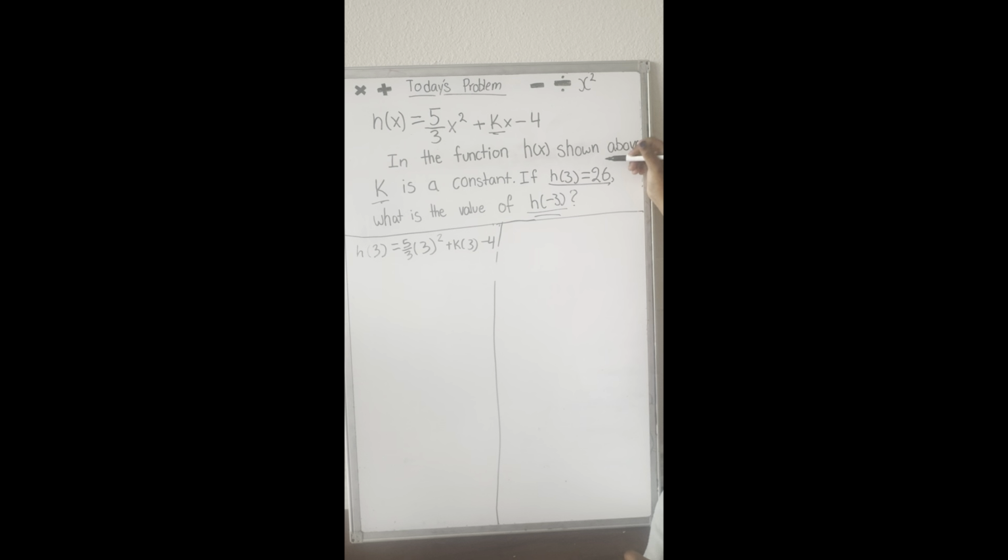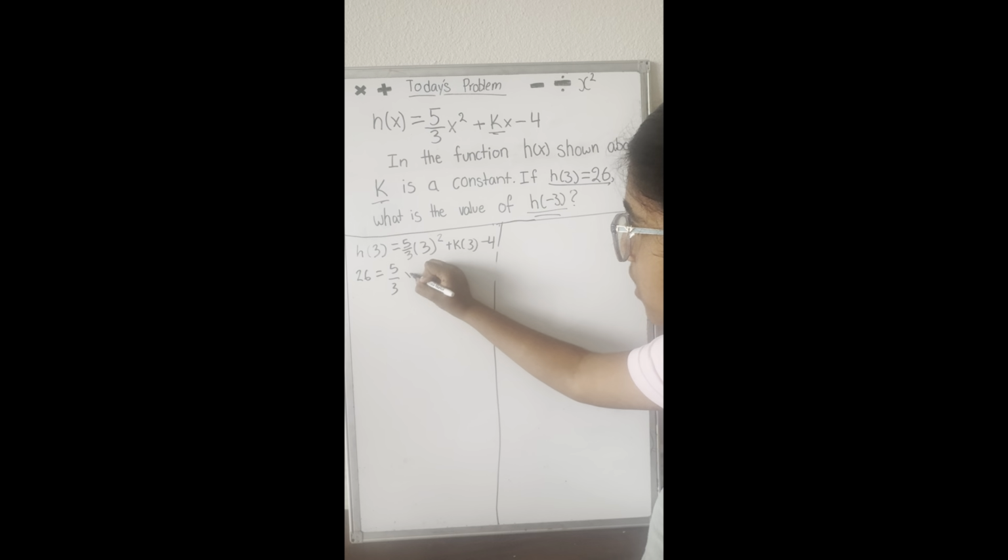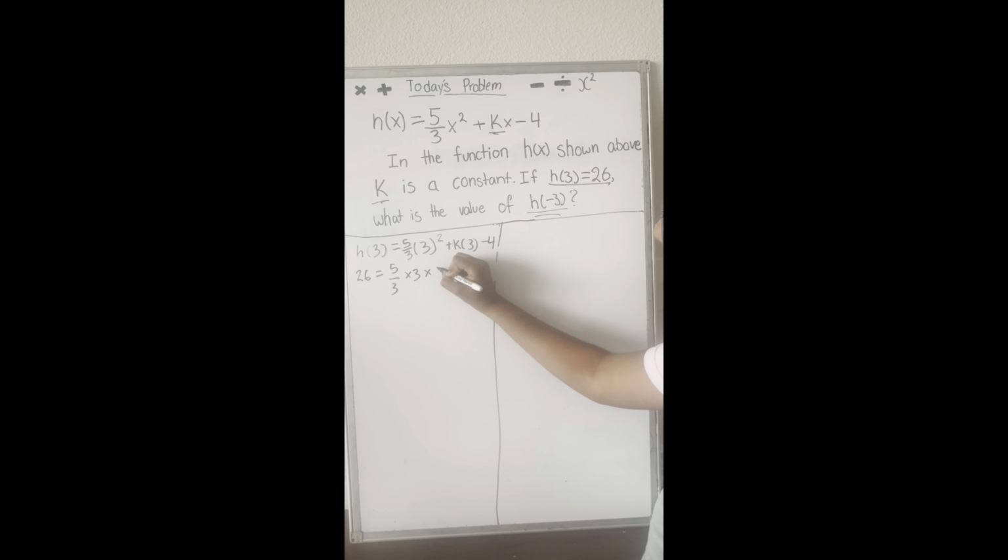So we already have this defined as 26. So I'm just going to go ahead and write this as 26 from now on instead of h of 3. So 26 equals. So first what we're going to do is expand this problem. 5 divided by 3. So this is just 3 times 3. So 5 divided by 3 times 3 again, plus 3k minus 4.